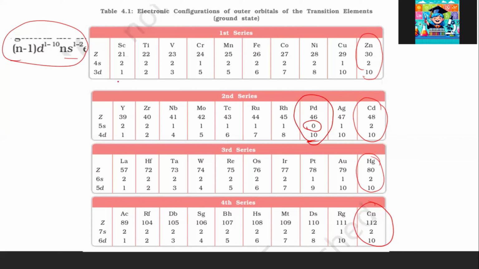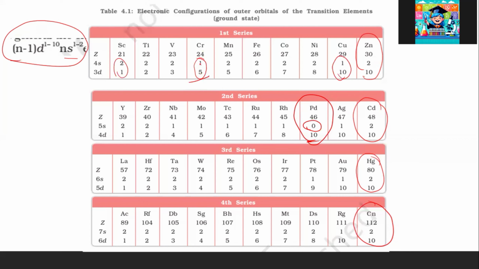For example, scandium has 3d1 4s2 as its electronic configuration, but in the case of chromium, these are exceptional cases of chromium and copper. So we have learned about that in earlier classes, where the extra stability of completely filled or completely half-filled orbitals makes 4s1 3d5 extra stable.